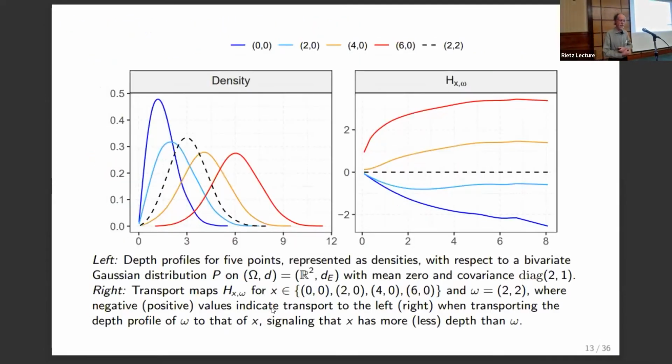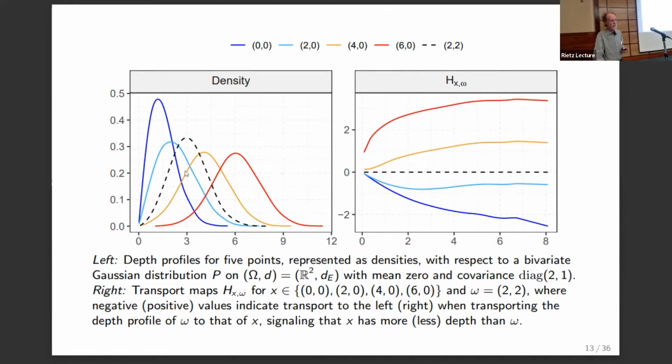And here's an illustration of this. This is a very simple situation where you have a two-dimensional Gaussian, which has mean 0 and covariance the identity. And the transports for a point (2, 2), which has this depth profile here, the black dashed curve. So we transport this to four test points. The center of the distribution (0, 0), and then points that go further out from there: (2, 0), (4, 0), (6, 0). And here are the transports. If I start with this point (2, 2) and I transport to (0, 0), I have to transport to the left. (0, 0) is more central, right? So my transport goes to the left. This is the transport. If I transport to (2, 0), it's a little bit less negative, and there's less transport. And then I go further out, I get (4, 0) and (6, 0), right?